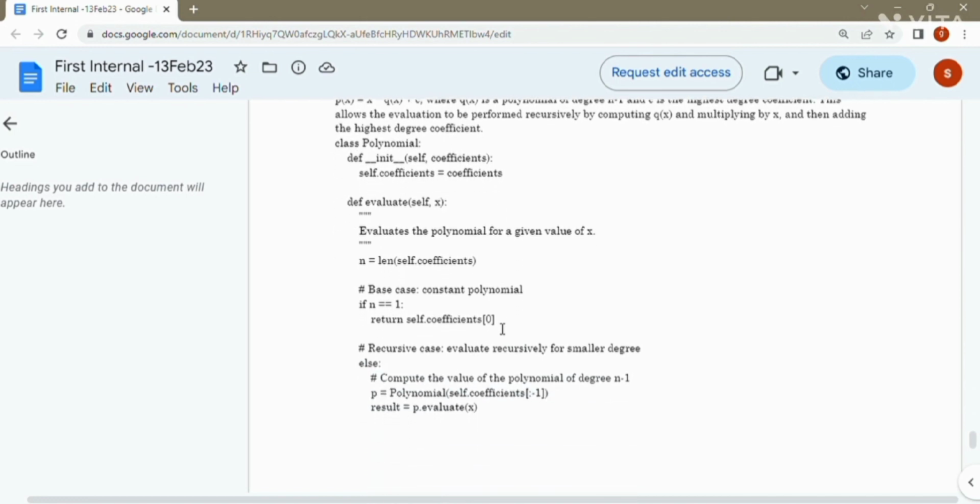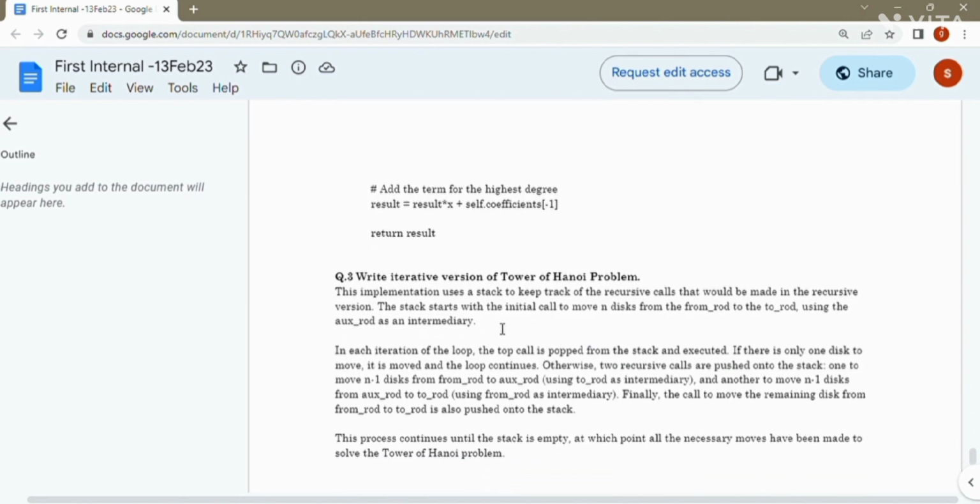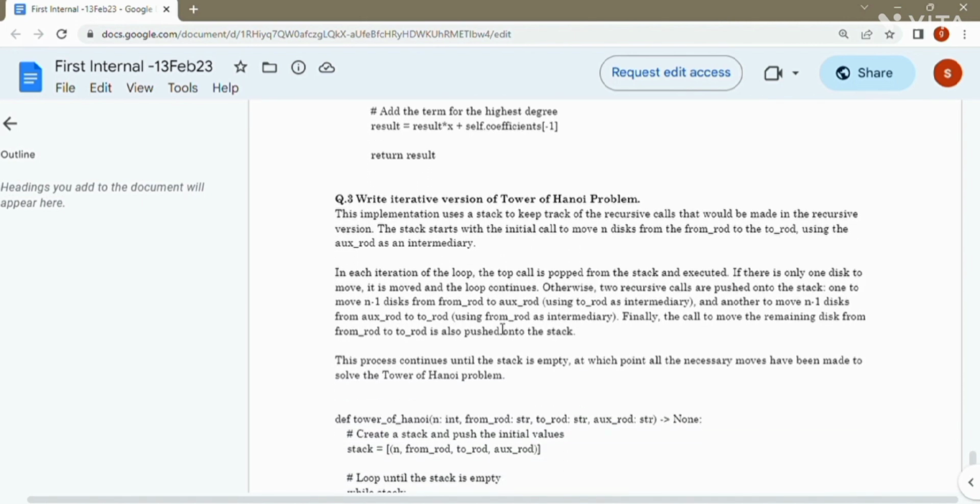polynomial representation. Here we have a class polynomial which has a constructor and a function evaluate which evaluates the polynomial for a given value of x. The base case is a constant polynomial, n equal to 1, and the recursive case is given which evaluates recursively for smaller degree. The third question is to write an iterative version of the Tower of Hanoi problem.